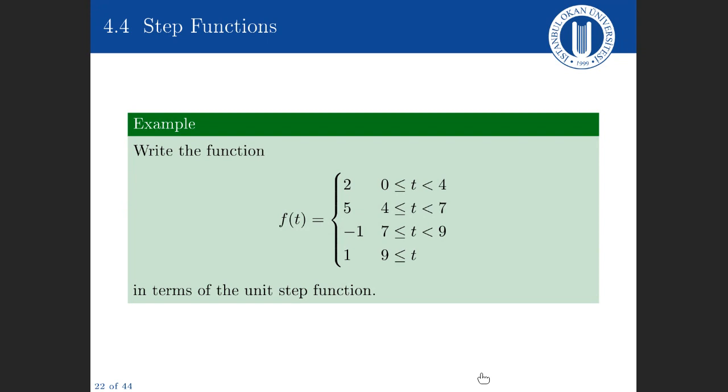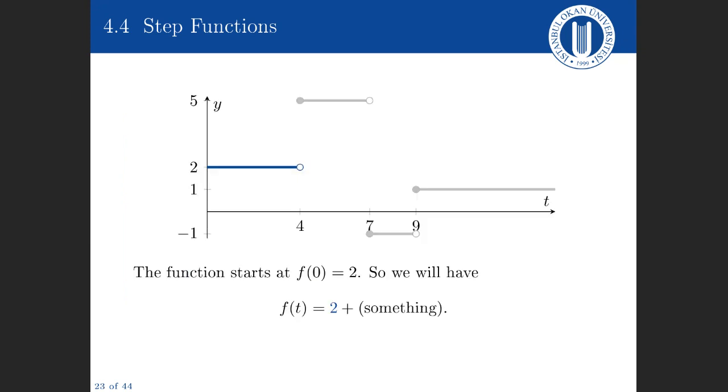Write the function f of t, which is equal to 2, and then 5, and then minus 1 and 1, in terms of the unit step function. Let me show you a graph of this function. Here we go. Let's look at the first part first, the part which is at the moment drawn in blue. The function starts being equal to 2. So we expect our function to be 2 plus something.